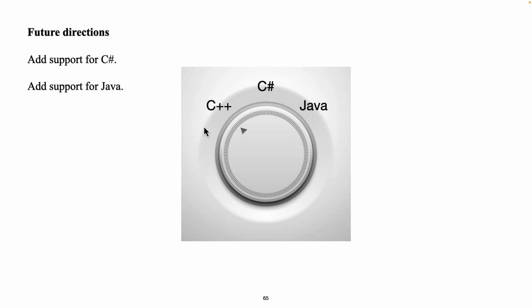Future directions might include adding enough Semels to support other languages. Right now, we support C++ 98, 03, 11, 14, 17, 20, and 24, but we might also allow you to turn the knob and support C++ or Java. Eventually, there'll be enough Semels to support all of these languages.